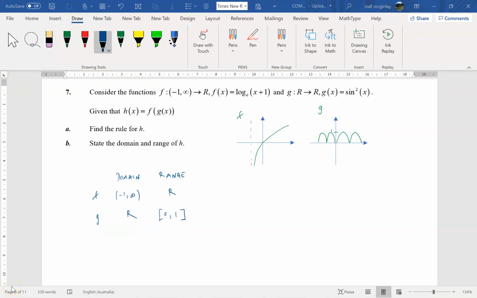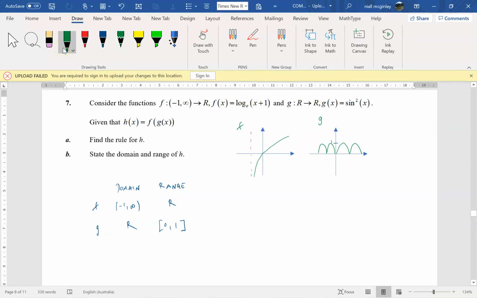Now looking at the question, we want to find the rule of h. So h of x is f of g of x. We know that f of x is log e of x plus 1, and we want to do f of g of x, so we're doing f of sine squared x. So this is going to be log e of sine squared x plus 1. That is what h of x is going to be.